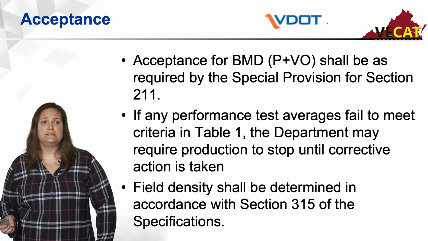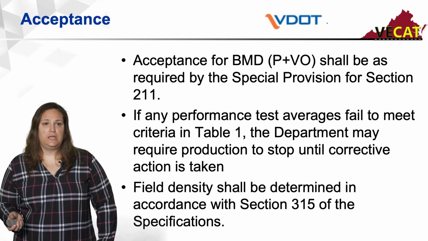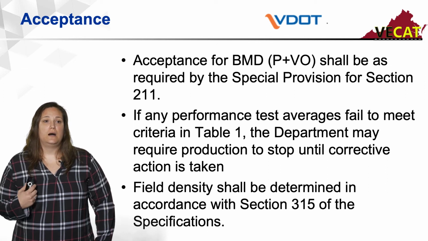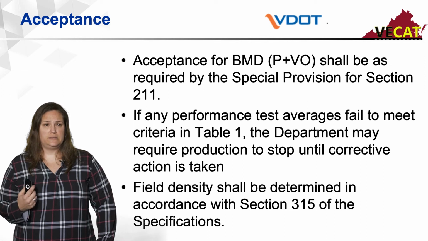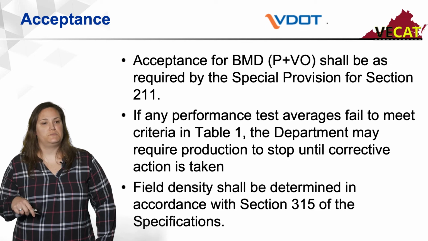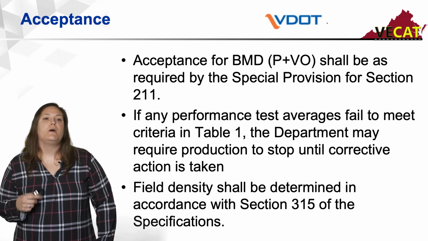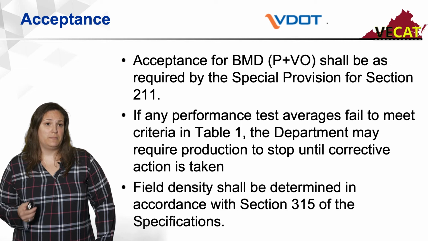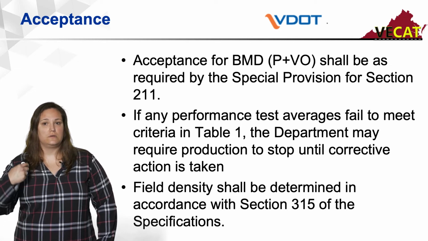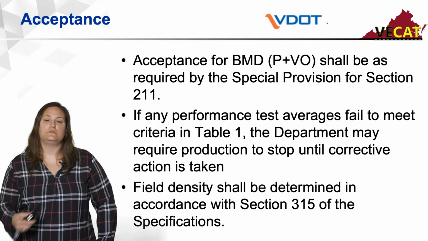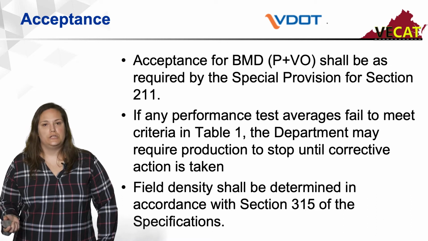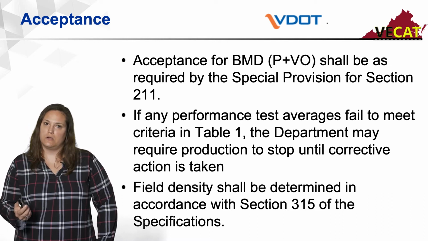So our acceptance will be in the required special provision for Section 211. If any performance test fails to meet Table 1 of the special provision for BMD, the department may require production to stop until corrective action is taken. This is all new to us, so let's be open and honest and work together so that we all can figure out why these tests are failing. Because you turned in a design that works, so we need to see what's going on.